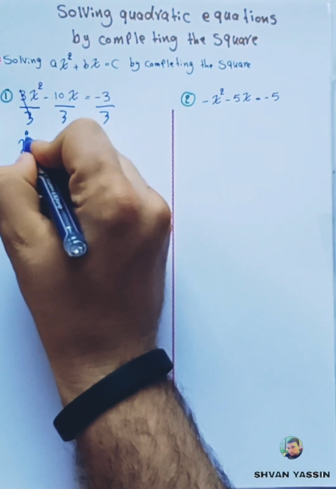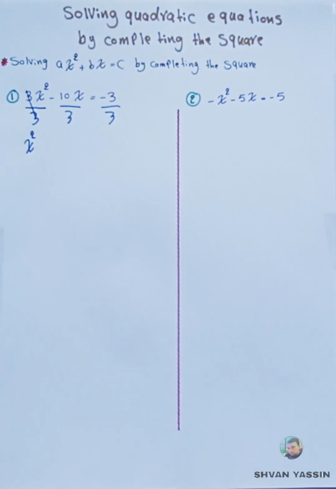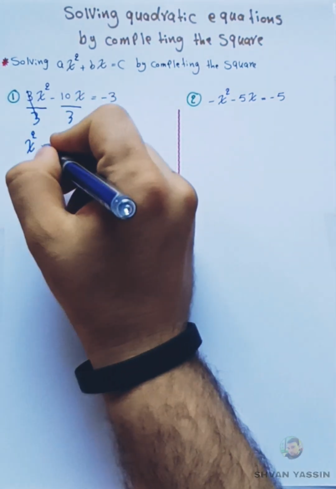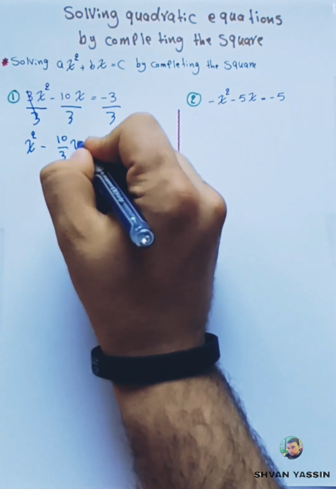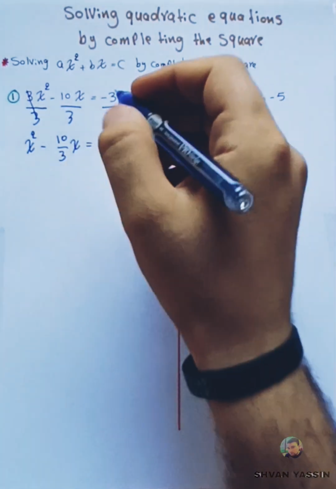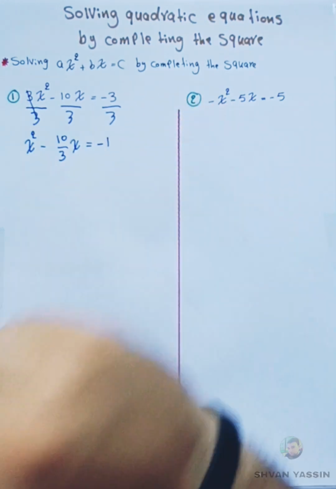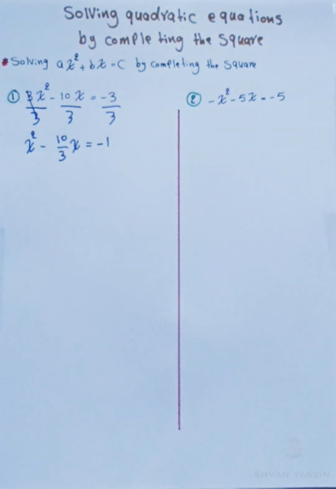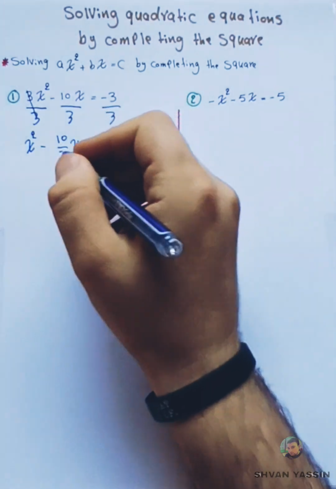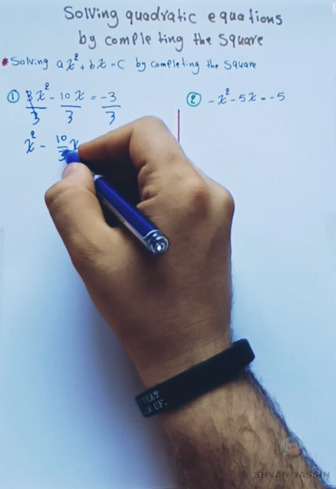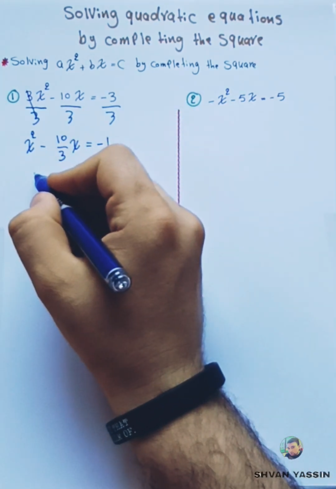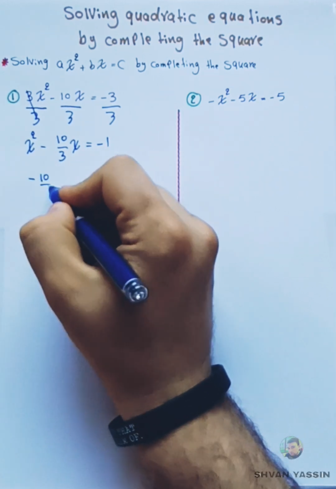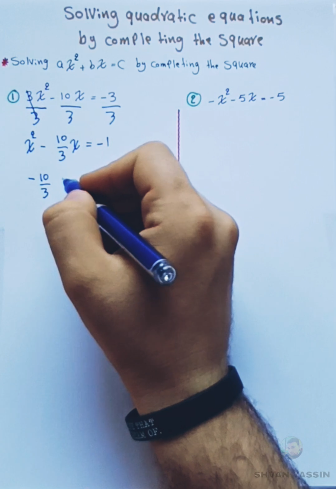So these two terms are reduced. X squared stays alone, plus 10 out of 3 x equal to negative 3 divided by 3 equal to negative 1. After that, we have to make this equation a perfect square, so you have to find the third term. You have to divide this number by 2 and then square it. So we have 10 out of 3 divided by 2.